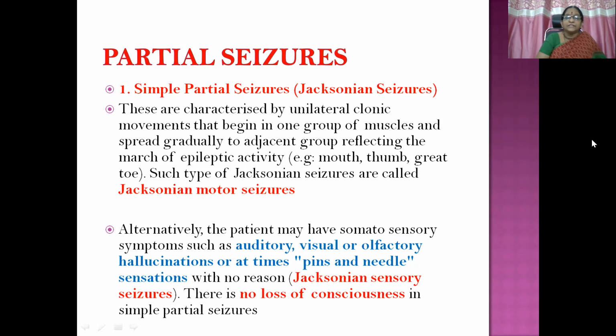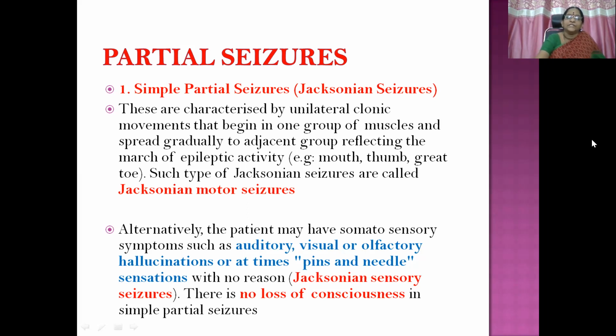Whereas in Jacksonian sensory seizures, the patient may have somatosensory symptoms like auditory hallucinations, so he will hear something which is not there. Visual hallucinations, he will see something which is not there. Olfactory hallucinations, he will smell something which is not there. And at times the patient may experience pins and needles, pricking sensations also. All these symptoms may manifest together. All these sensory manifestations are predominant, so that is known as Jacksonian sensory epilepsy, or sensory seizures.